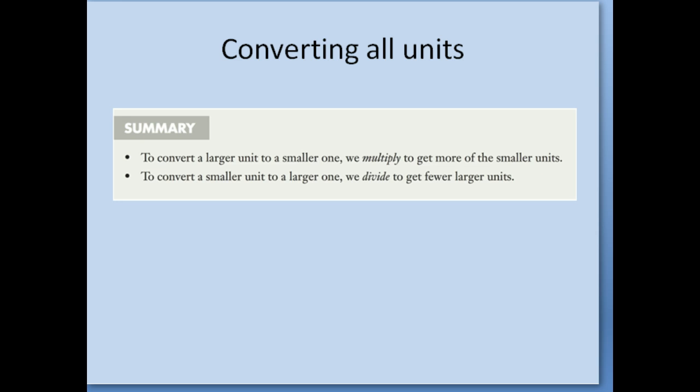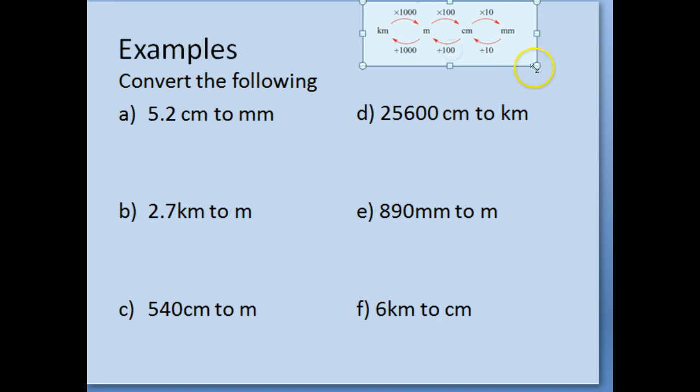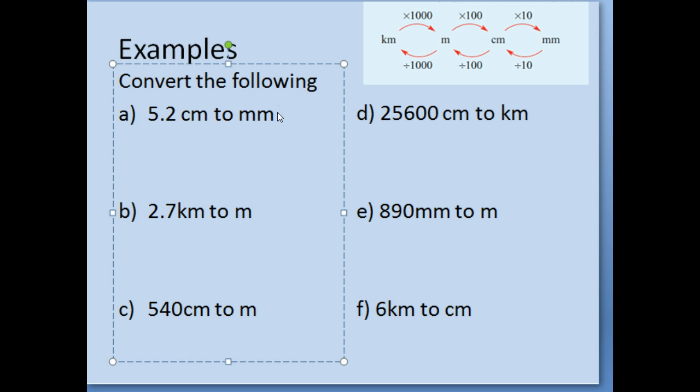Okay, let's have a look at some examples. I've got our little grid up here to give us a hand so that we can use that for our conversions. Okay, so the first one, convert the following. Convert 5.2 centimetres to millimetres. So I'm going from centimetres to millimetres, so I need to times by 10. So I need to go 5.2 times 10, which gives me 52 millimetres.